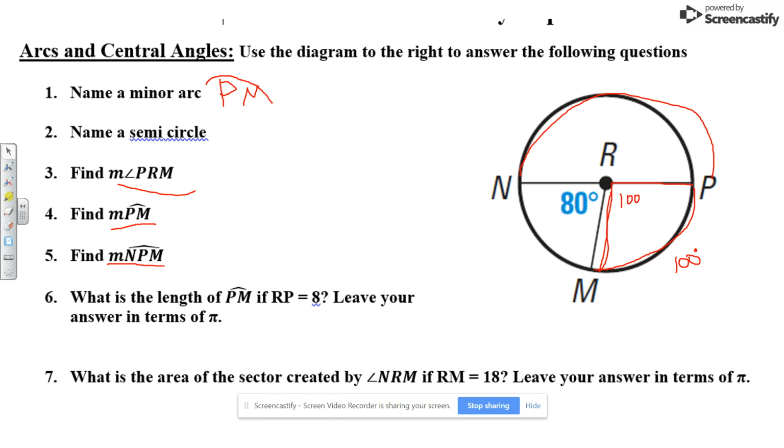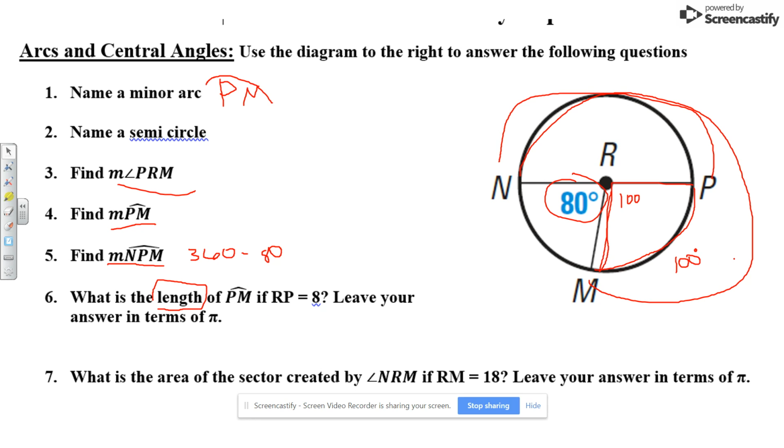So the measure of arc NPM, that would be going all the way around following those letters, be everything but 80. So 360 minus 80, 280. What's the length? Now this is a different question.